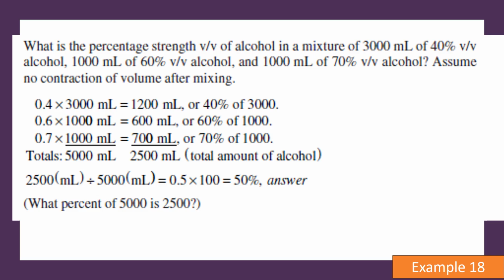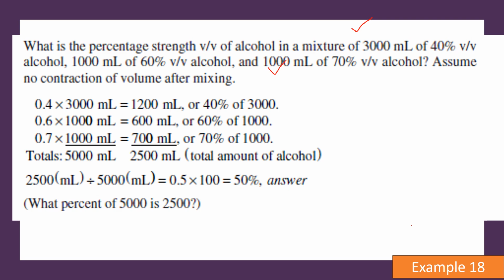So basically, students, this is an example of a question that you can solve using the alligation medial method. In this question, they ask you the percentage strength of the alcohol in a mixture of compound A, 3000 ml with 40% alcohol; second, compound B, 1000 ml of 60% alcohol; and third, compound C, 1000 ml with 70% alcohol. It also adds here: assume no contraction of volume after mixing. So after they mix, there is no volume evaporated or lost.